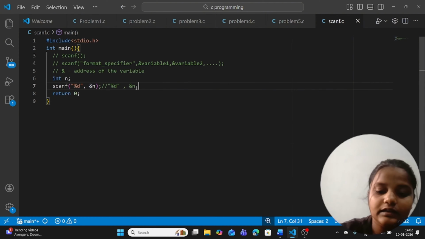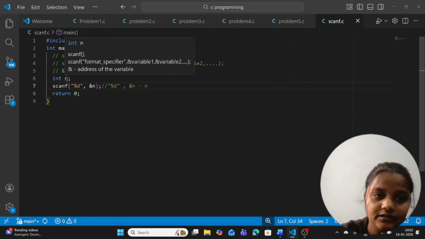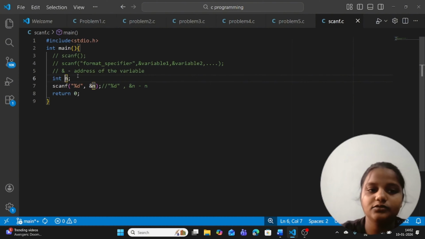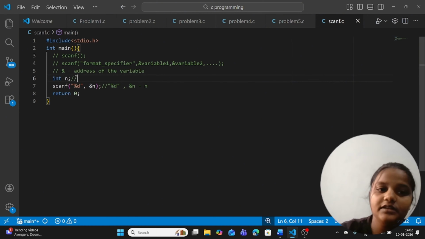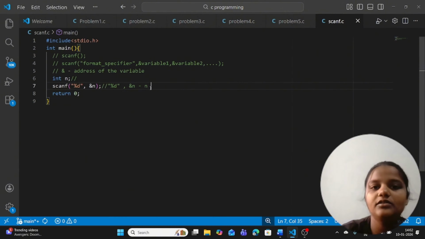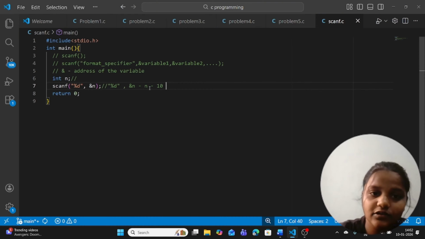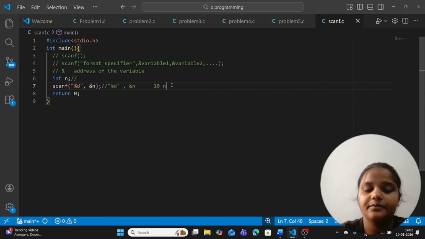So in the memory location we have n for the variable we declared and initialized here. When we initialize a variable, it will have some space in our memory. This ampersand symbol denotes that place and it will assign the value we give in scanf. While running the program, the cursor will ask for the input. If I give 10, then 10 will be stored in the memory location of n.